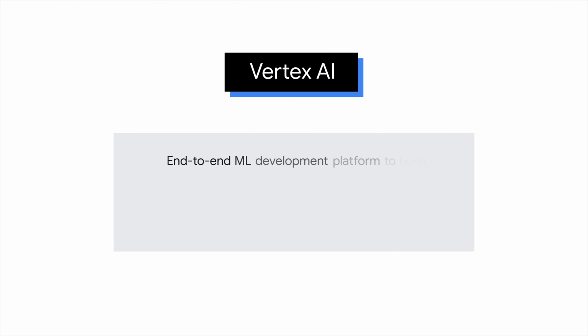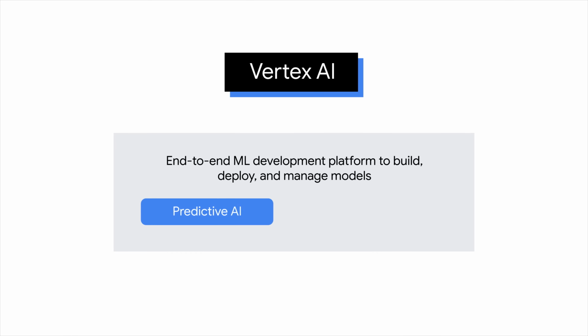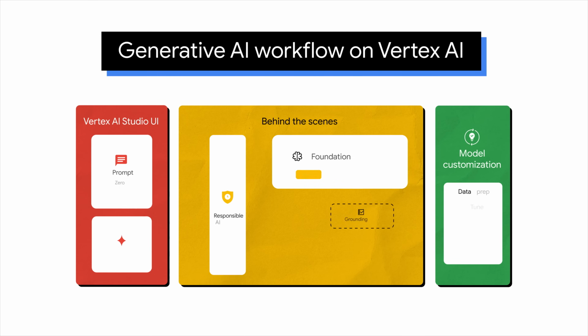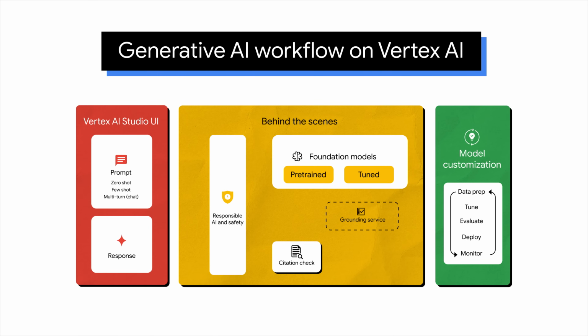Vertex AI is a comprehensive machine learning platform offered by Google Cloud. It supports end-to-end ML processes, including model creation, deployment, and management. Vertex AI provides two primary capabilities: predictive AI and generative AI. In predictive AI, you can build ML models for forecasting. In generative AI, you can use and tune Gen AI models to produce content. So, how can you access the Gen AI models with Vertex AI? Let's walk through the workflow.